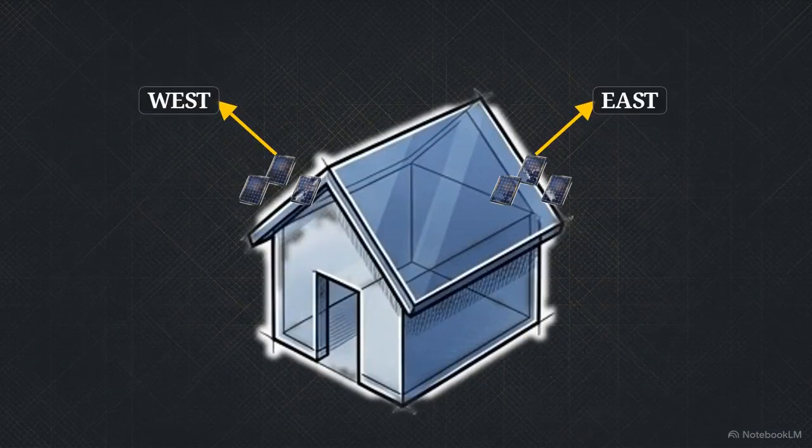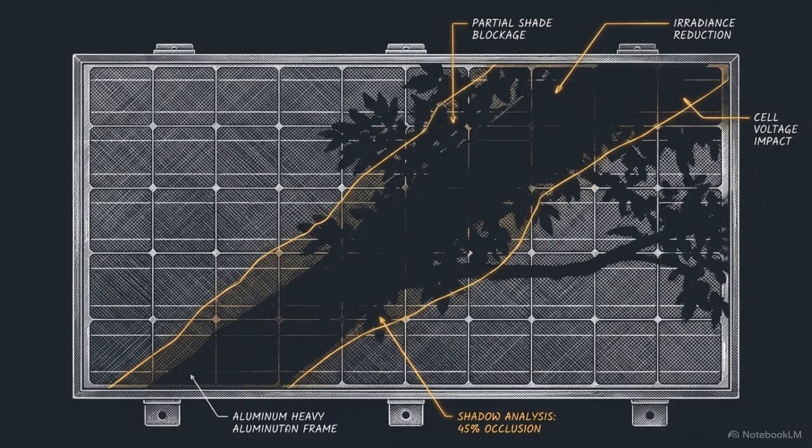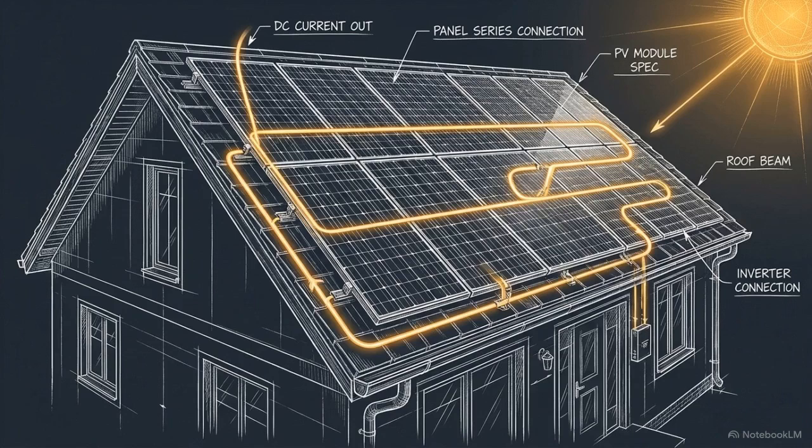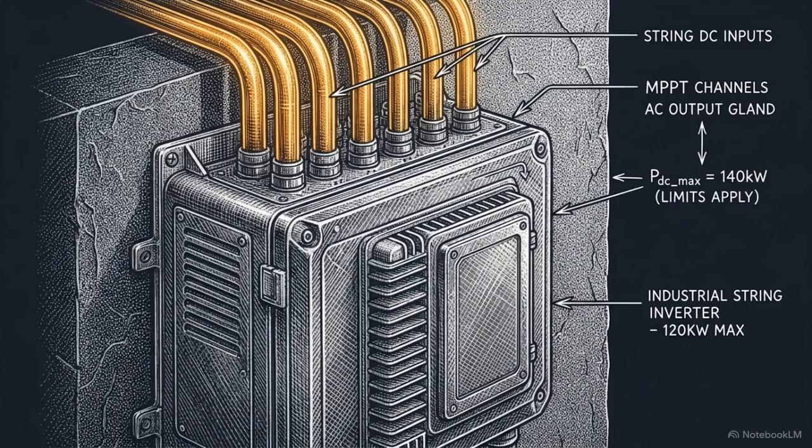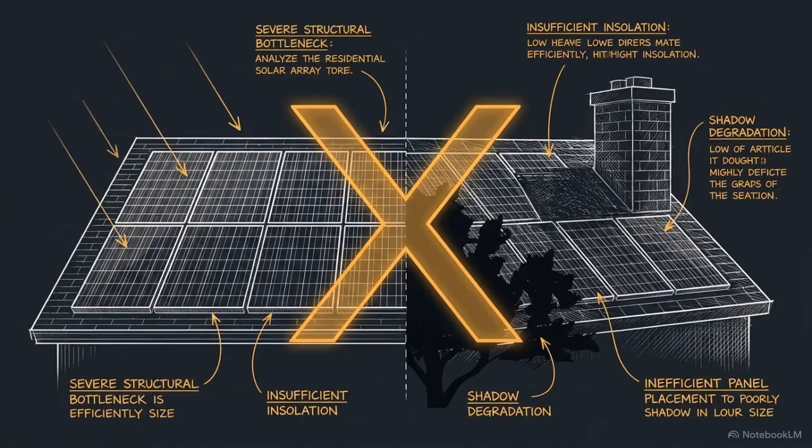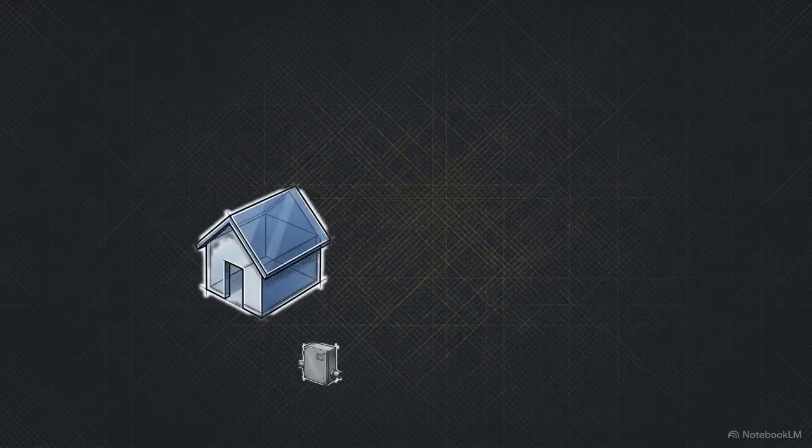They face different compass directions, sit at varying tilt angles, and contend with unpredictable moving shadows from trees and chimneys. Despite these chaotic variables, the standard industry installation groups all of these panels together. They are wired in a continuous sequence, pooling their voltage to feed one centralized string inverter mounted on the side of the house. Treating a messy, dynamic rooftop as if it were a pristine laboratory environment creates a severe structural bottleneck. This animated blueprint shows why.